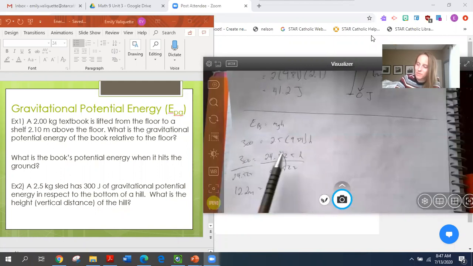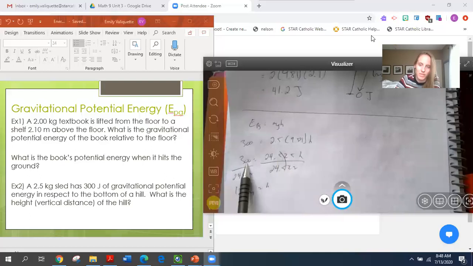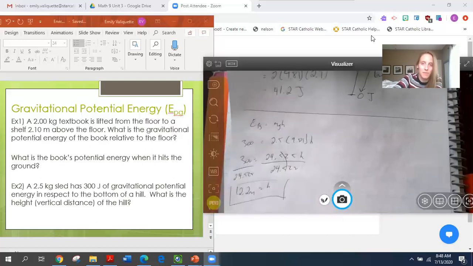So the first thing I did was multiply my M and my G together, which gave me 24.525 times H. In order to get the H by itself, we divide by that to cancel it out. What we do to one side, we must also do to the other. So 300 divided by 24.525 gives me about 12.2 meters. And that would be my final answer.